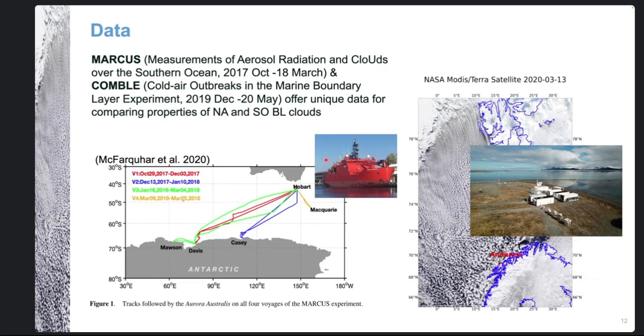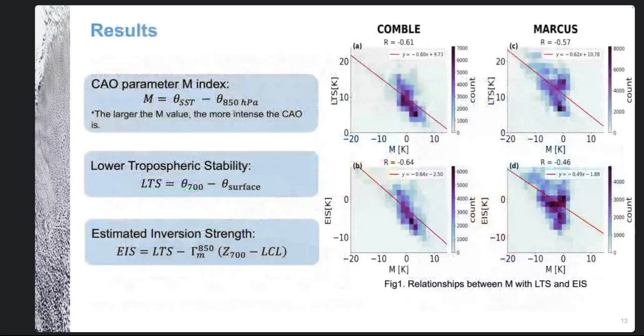Another one is that MARCUS had the icebreaker Aurora Australis, which travels to different locations, so it has a large latitudinal range compared to COMBLE. For COMBLE, we have the main site, and it is fixed, so it measures the clouds mostly in the downwind portion of the cold-air outbreaks. But for MARCUS, there are more variable conditions. So at the very beginning, let's introduce three environmental parameters.